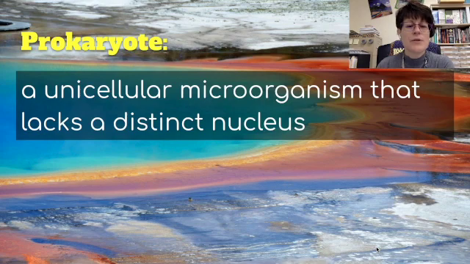So the first thing we have to know is that these two domains contain what are called prokaryotes. These are unicellular organisms that lack a distinct nucleus. So when we talked about cells, these do not have a nucleus. Their genetic material is just floating around in the cytoplasm, okay? So that is one thing that these two domains have in common.